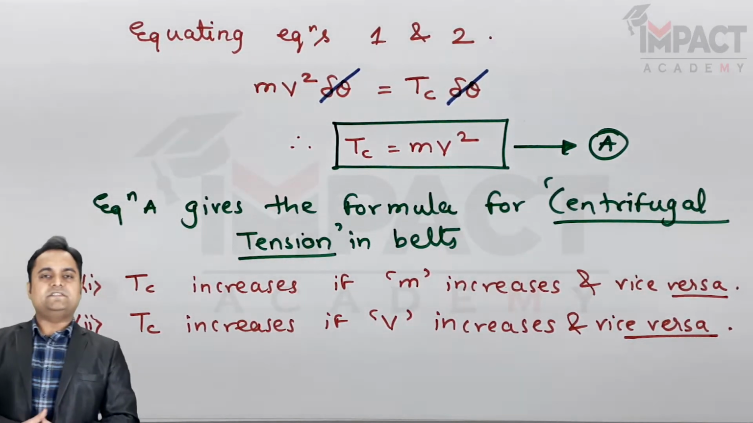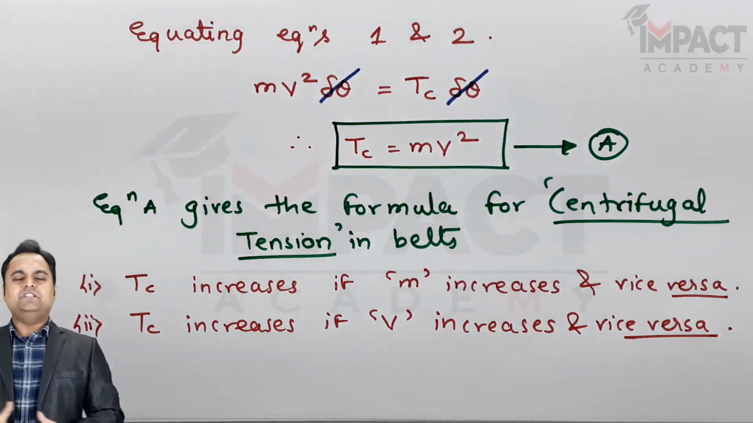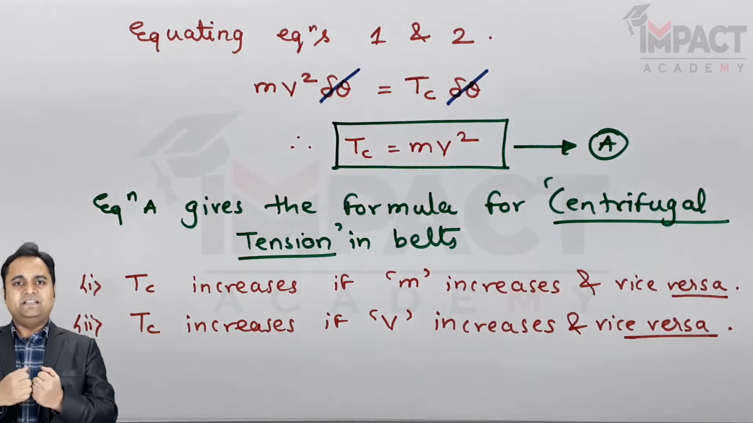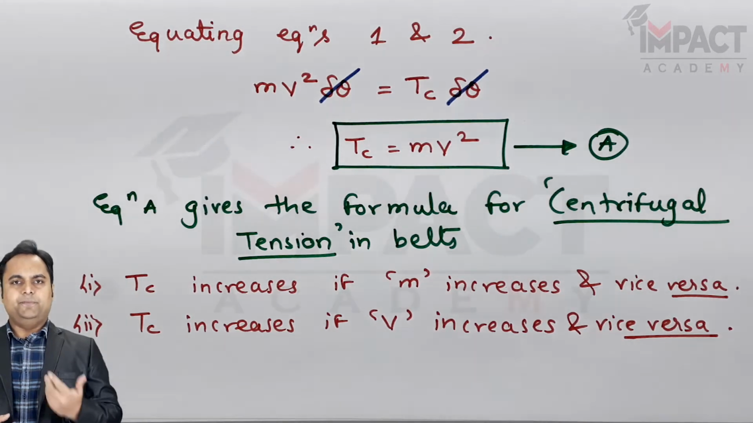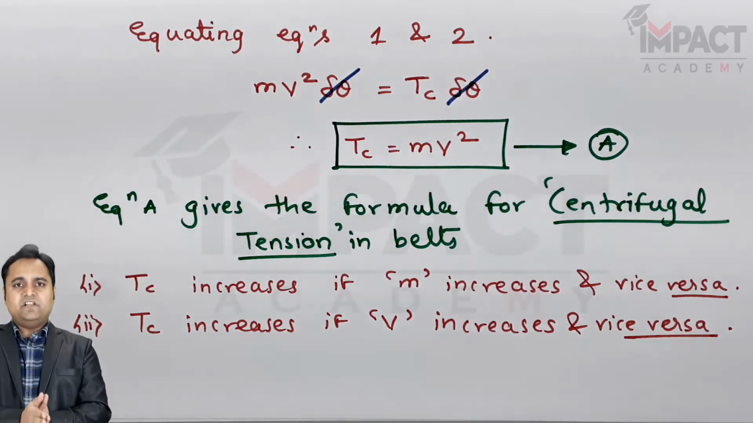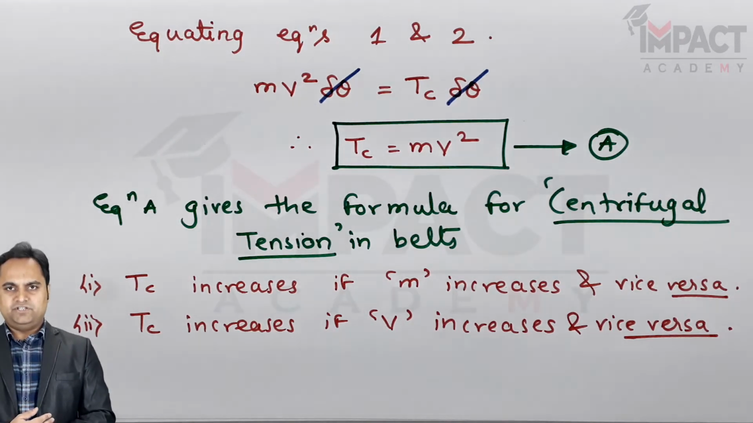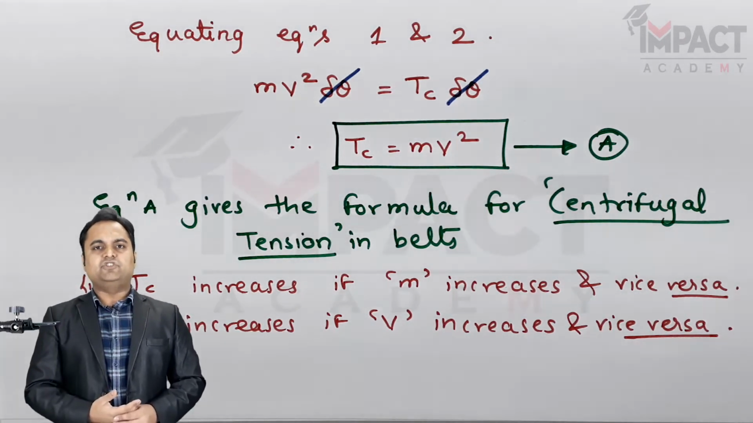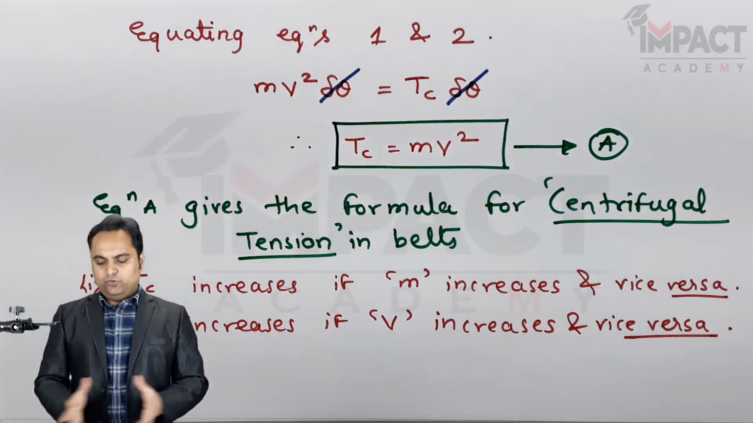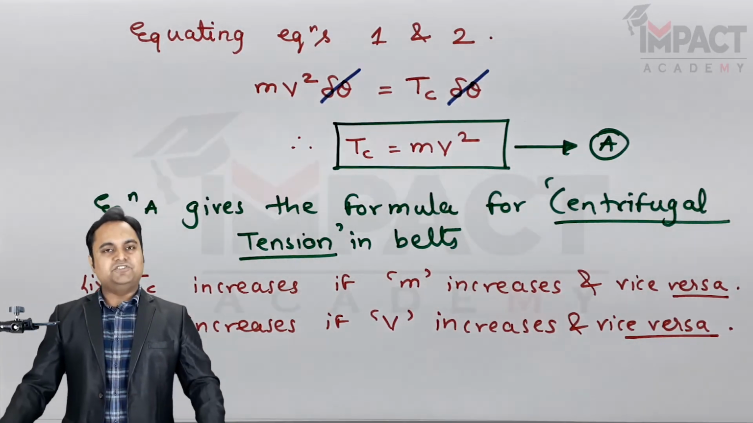So in this video, we have seen what is meant by centrifugal tension. What is the effect of that centrifugal tension? It increases the tension on the belt, that is apart from tension in tight side and tension in slack side, we even get another tension which is the centrifugal tension, and whose formula is mv square, where m is the mass of the belt and v is the velocity of the belt. So with this the derivation gets completed.